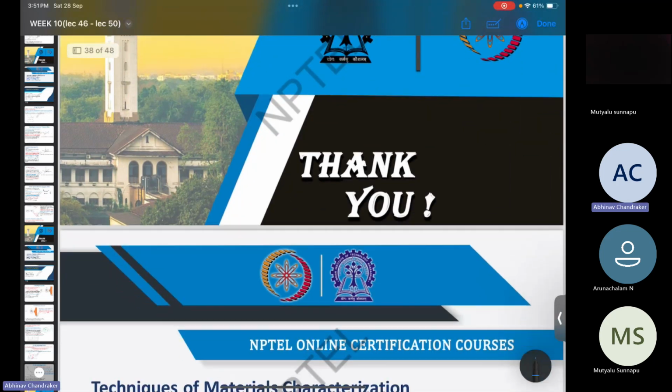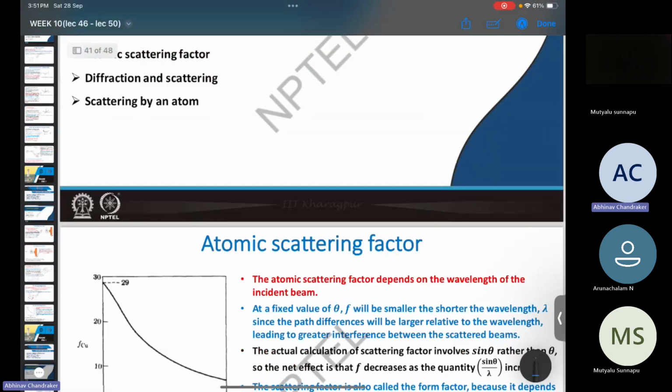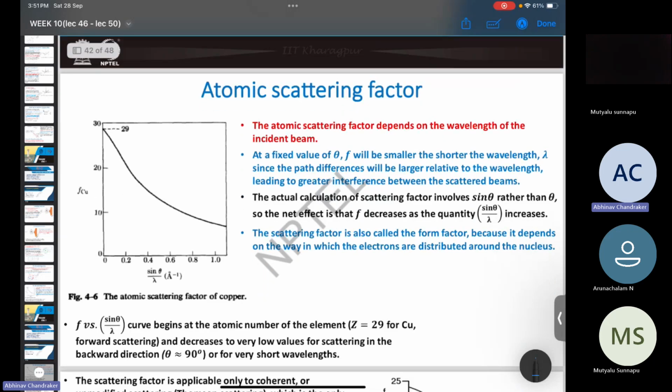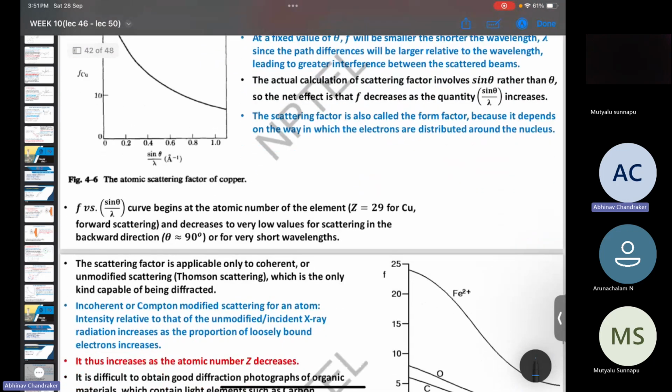Also, this scattering factor will depend on the wavelength of the incident X-rays. So you can go through this PDF to understand that effect. I won't cover it now.